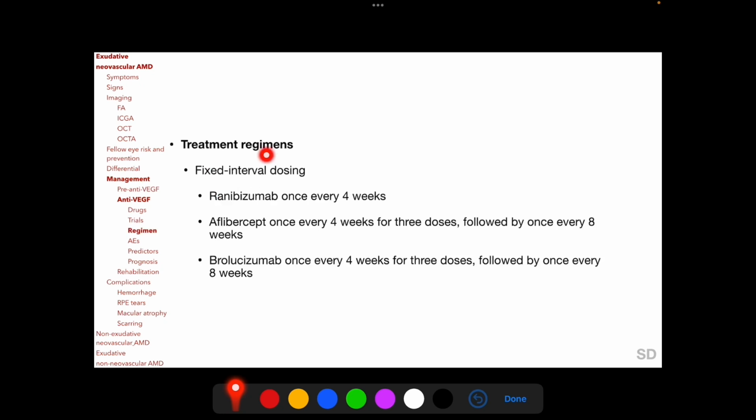Three regimens for anti-VEGF administration have been described, and they are fixed interval dosing, PRN or pro-rata dosing, and treat and extend dosing. In fixed interval dosing, ranibizumab is administered once every 4 weeks, while aflibercept and brolucizumab are administered once every 4 weeks for 3 doses, followed by once every 8 weeks.